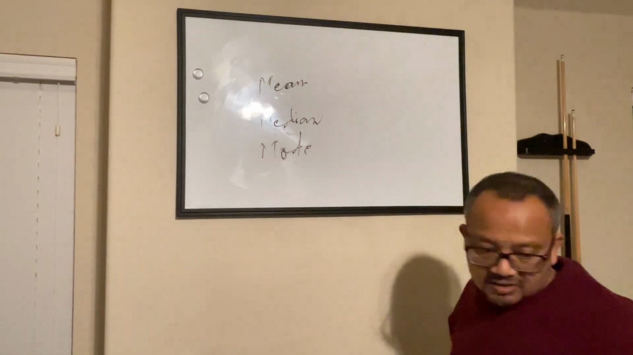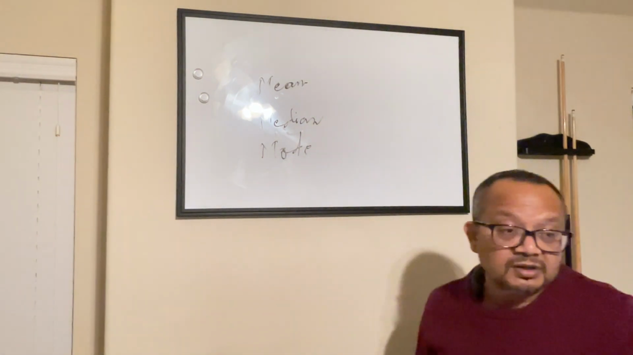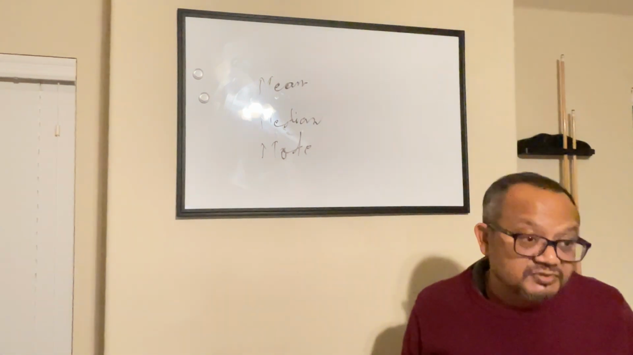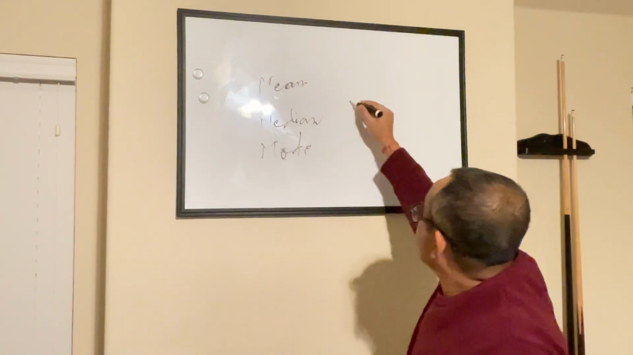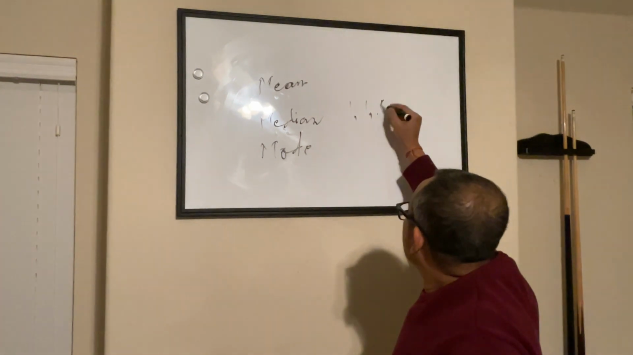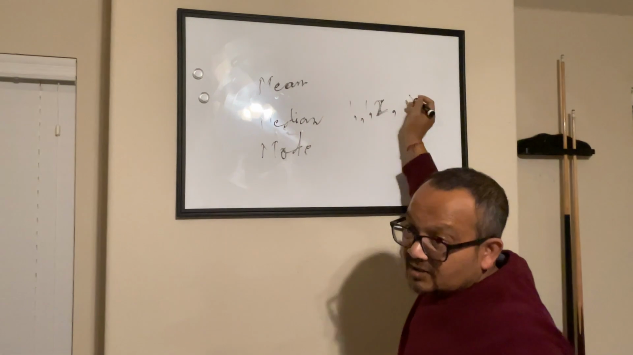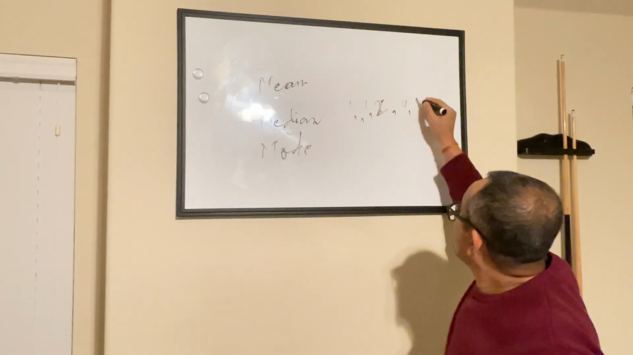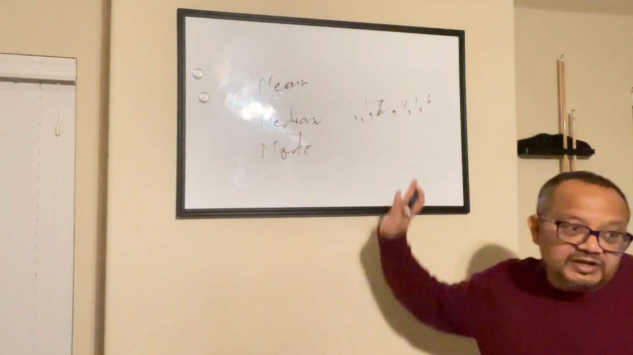Mode is nothing but the number which is occurring for the maximum number of times in a group. Okay, let's say you're talking about the age of kids in nursery school. Okay, there are 6 kids in that school. Okay, this is the age.